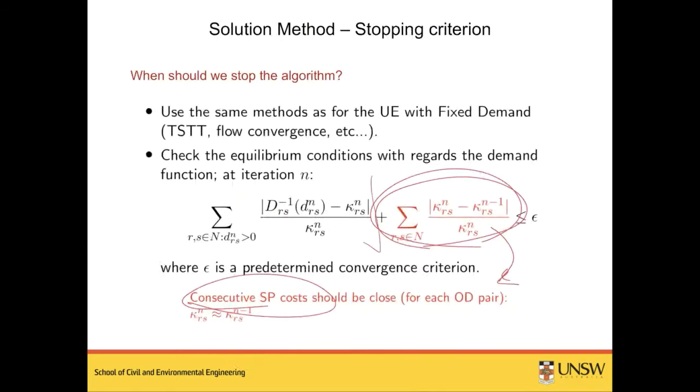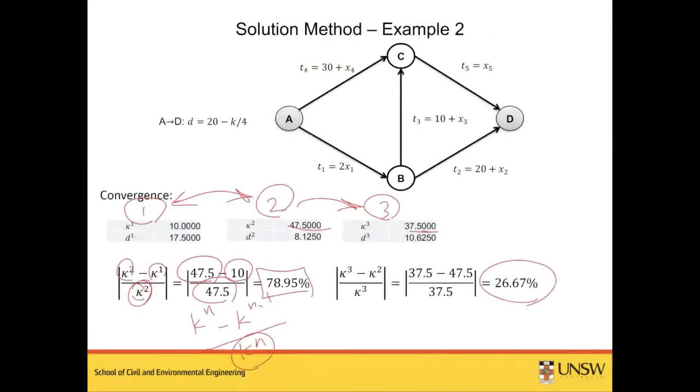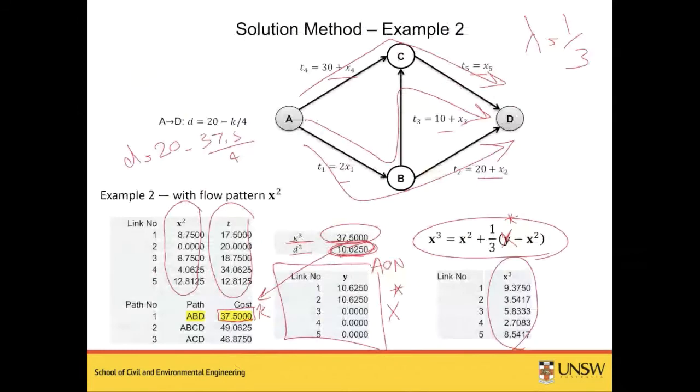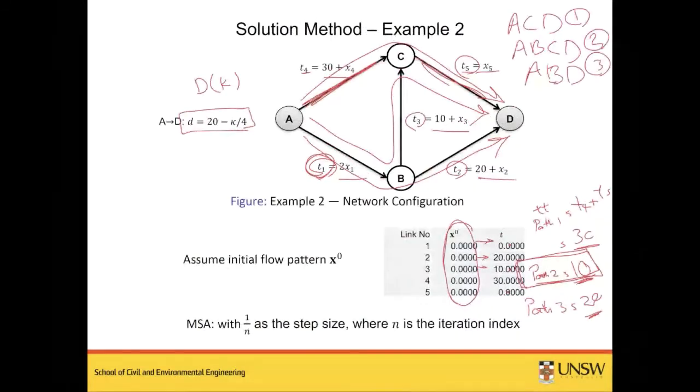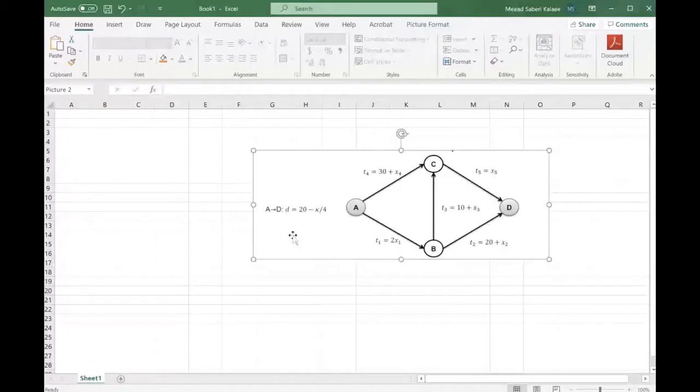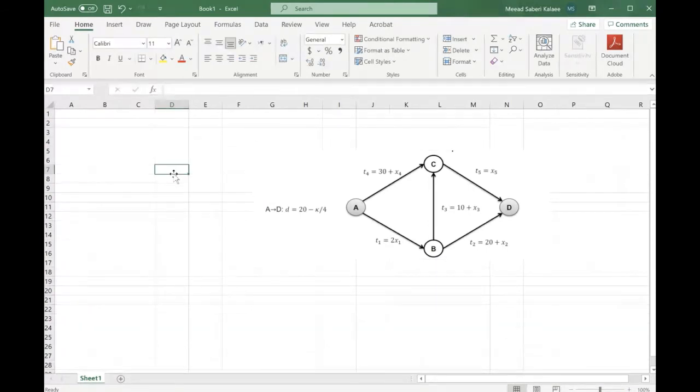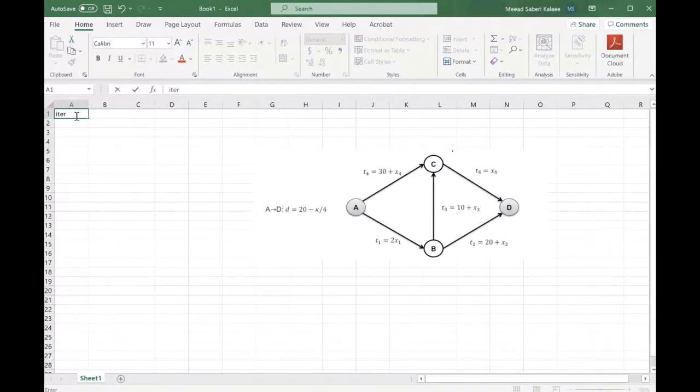I didn't talk about this part. I want to actually show it to you in an Excel calculation. So if you all agree, I'm going to go over this example again, but I'm going to do it in Excel. So let's actually start doing the iteration. Iteration number one. Let's go with link flows and travel time. So I'm going to have X and T.